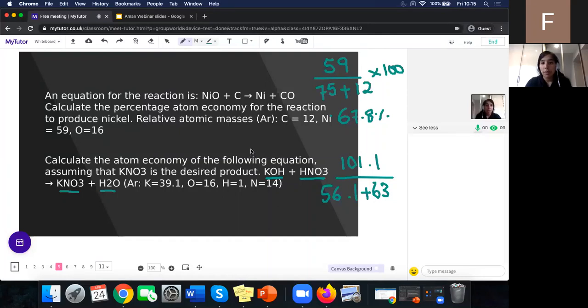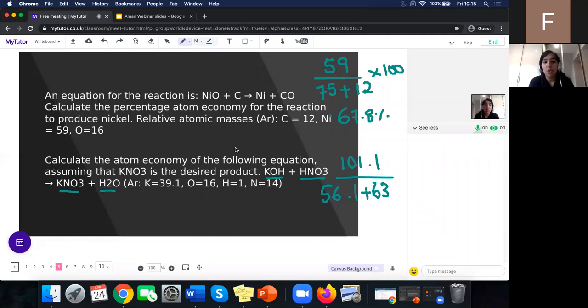What do we think? We've got 101.1 divided by 56.1 plus 63, times 100. Okay, we've had our first answer come through of 84.9%. Does everyone agree with that? Is it 84.9? Yes, good. 84.9. So remember, 3 significant figures. Brilliant. Okay, so that's our atom economy questions.